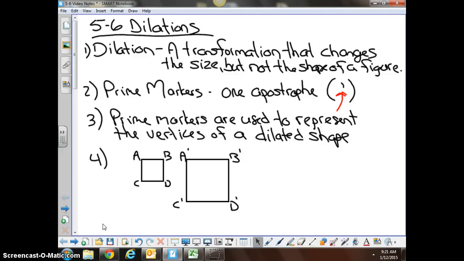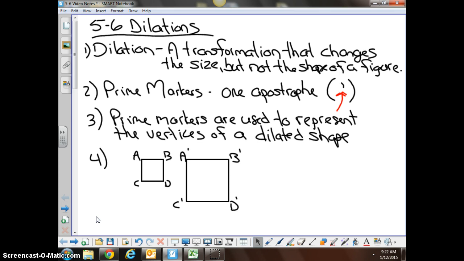Today we are going to focus on dilations, which is in Chapter 5, Lesson 6. Vocab. Number 1 is a dilation. Our vocab for number 1 is dilation. A dilation is a transformation, otherwise known as a change, that changes the size but not the shape of a figure. Again, it changes the size, not the shape of a figure.